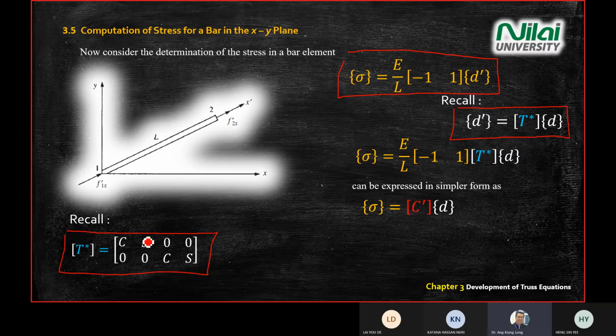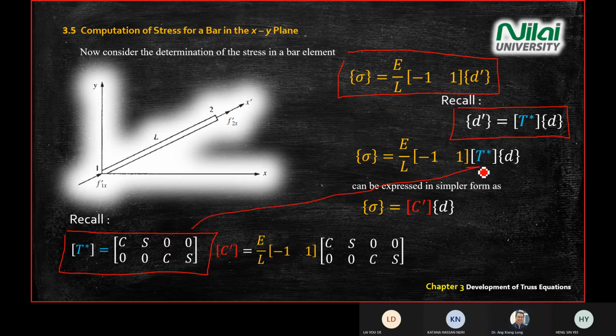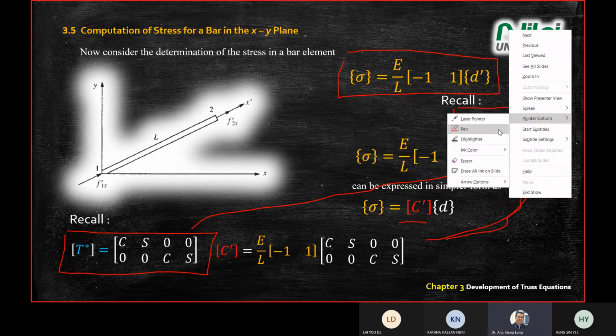We have this form CS 00 and 00 CS. Then we will substitute inside there. We will get C prime equal to E/L times 1 minus 1 1, and then times your T star here. Because your T star, you substitute here, and then this whole equation, your C prime will be on the screen.